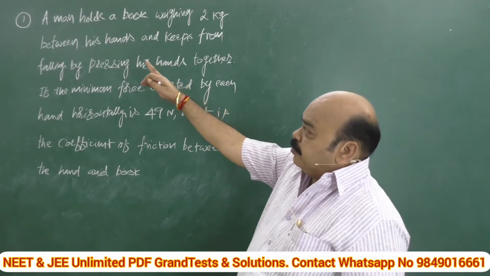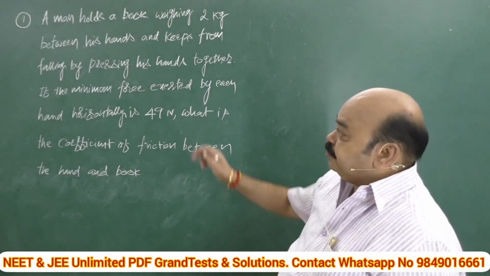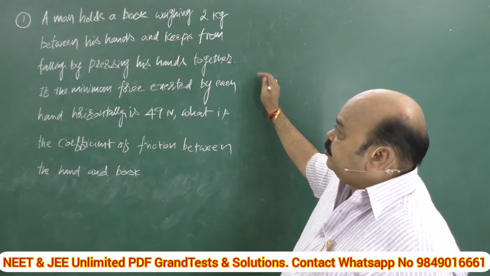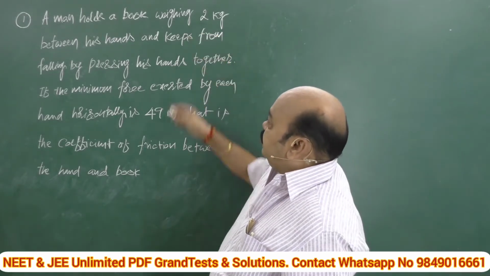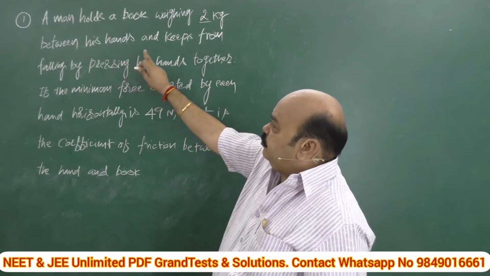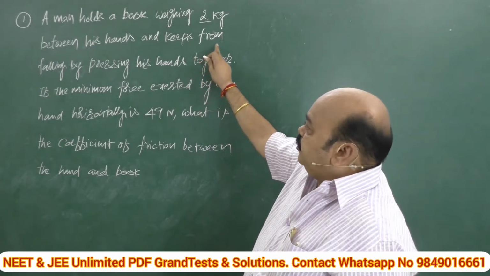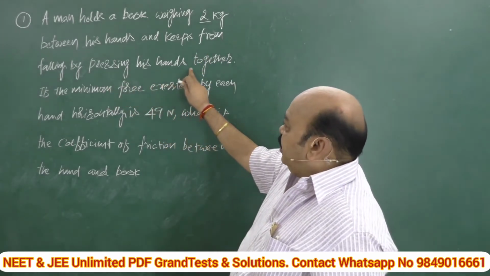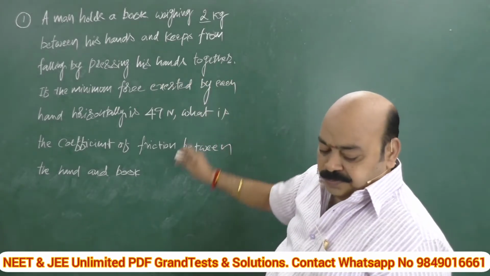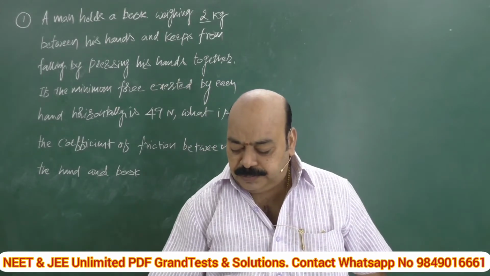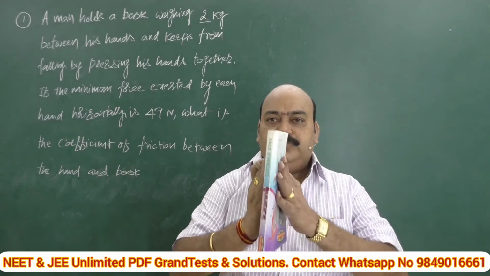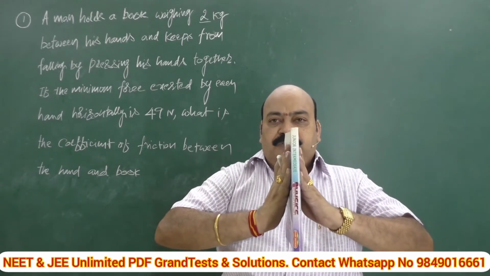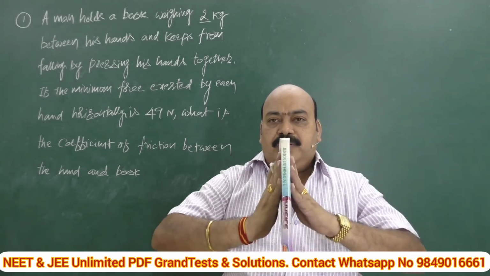Here, as problem number 1, in friction: a man holds a book weighing 2 kg between his hands and keeps it from falling by pressing his hands together. So this is a situation like this. He holds the book by pressing it with 2 hands. If I remove my hands, what happens? The book will fall down.